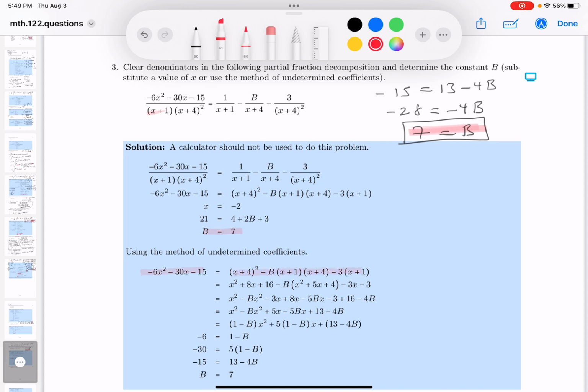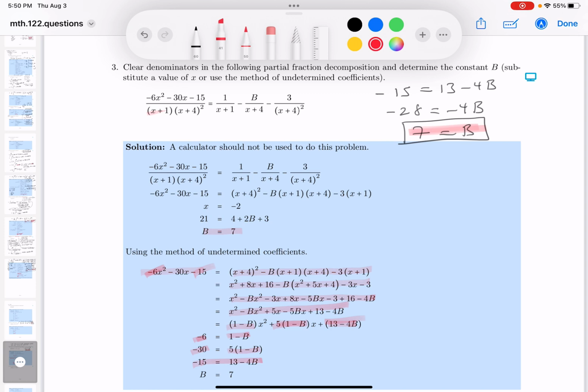We get the same exact thing we had over here. But then what do you do? You multiply things out, right? The problem with multiplying things out, to me, it's tedious. And when you get it, you'll eventually combine like terms, yada, yada, yada. And then you got to match up the coefficients. So for example, you work through this, or you may want to look at the answer key. You eventually get over here, and the coefficients must match up. Now, what does that mean? The minus 6 must be identical because the coefficient on the x squared term, 1 minus b. The minus 30 must be identical to 5 times 1 minus b. And the constant minus 15 must be identical to 13 minus 4b.